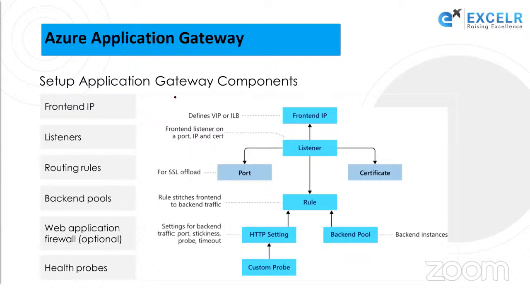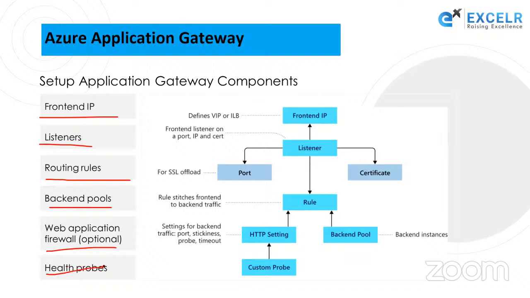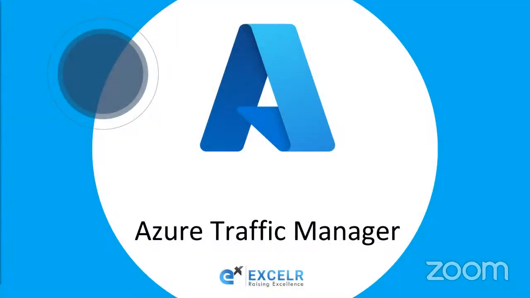Component wise, if you look at the components, it is almost the same as what we have seen for the basic load balancer. It has a front end IP address. It is going to have a listener, which is the port on which you are going to listen to the traffic. Then the routing, then the backend pool, and you can add WAF, and then the health probe as well. This is the load balancer. It is the application gateway for you.